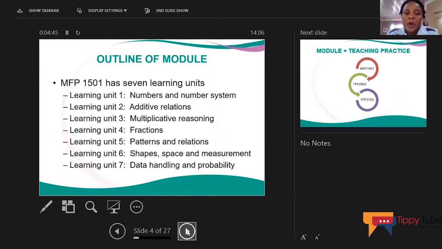But now you need to understand what these learning units are about. The first learning unit is about numbers and number systems. The second one is about additive relations. The third one, multiplicative reasoning. The fourth one, fractions. The fifth one, patterns and relations. The sixth one, shapes, space and measurement. And the seventh one, data handling and probability.